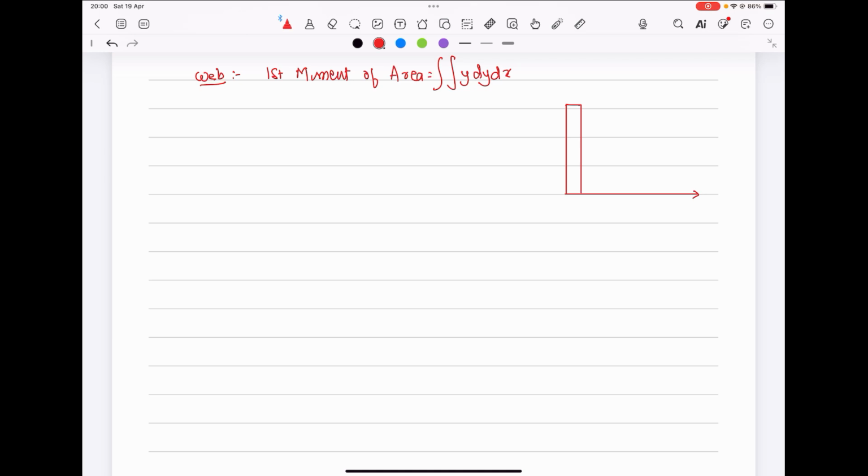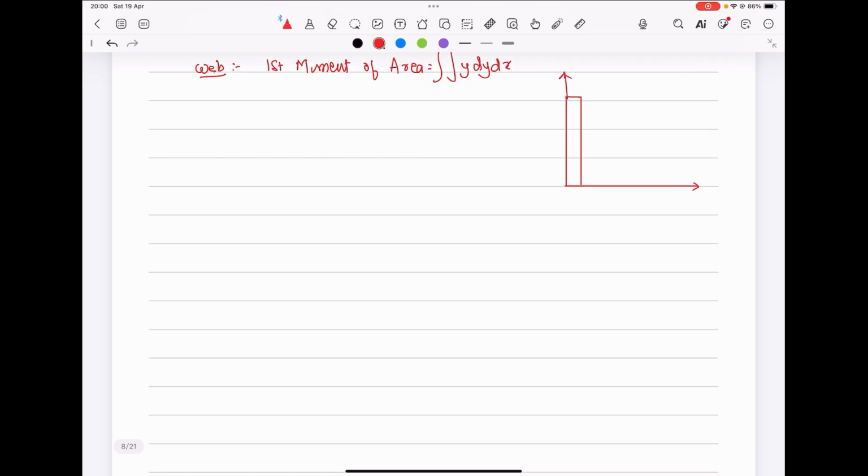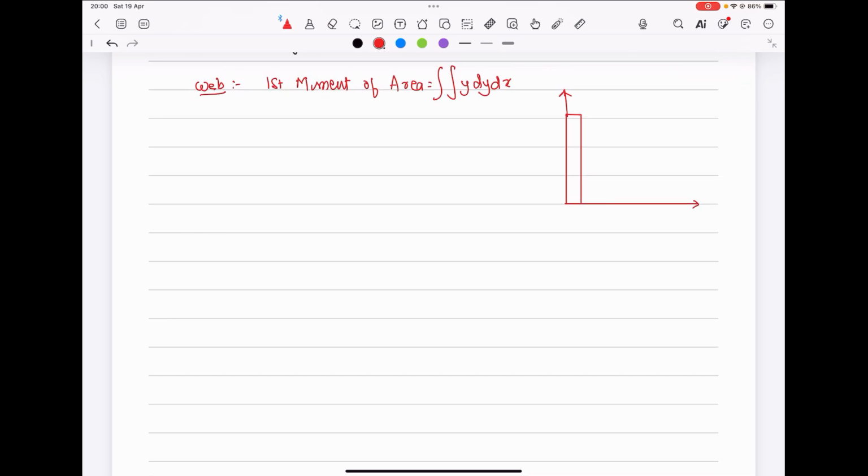This is the x-axis. This is the y-axis. And this thickness is how much? 8 mm. The height is how much? 100 mm. Now, what is the first moment of area?